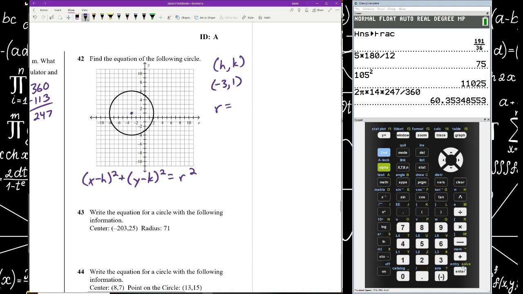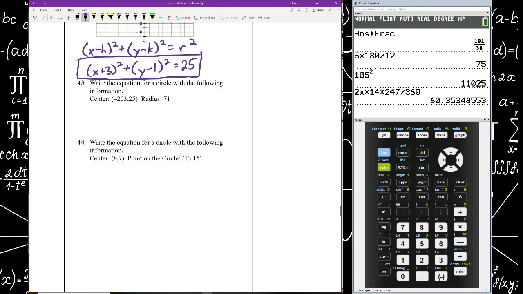For the radius, you go from the center and count to the outside, and this time we end up counting 5 units. So the radius is 5. All you now have to do is plug into the equation. So (x minus negative 3, which is plus 3) squared plus (y minus 1) squared equals the radius squared, which is 5 squared, which is 25. There is your final answer. If you're given the radius and the center of the circle, all you have to do is plug in. If you have a graph, you can find those very easily.